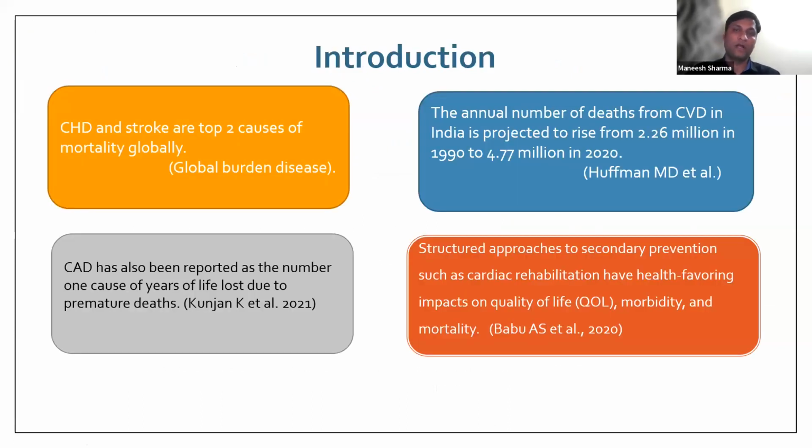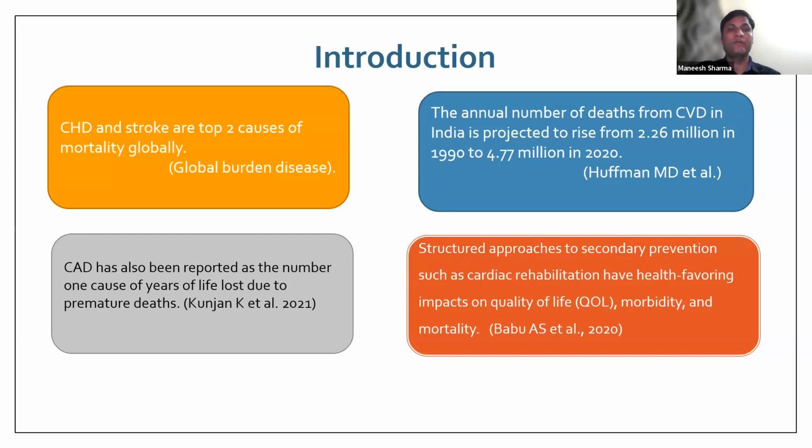Before moving to cardiac rehabilitation, if we talk about the state of coronary heart disease globally, CHD and stroke are the two main causes of mortality around the globe, and India is very similar. The mortality due to CHD is very high in our country too. The annual number of deaths from CHD in India is projected to rise from 2.26 million in 1990 to 4.77 million in 2020. These are hospital-based figures, and cardiac arrests happening at homes are not included in the 4.77 million. So you can imagine the magnitude of the mortality because of cardiovascular diseases in our country.